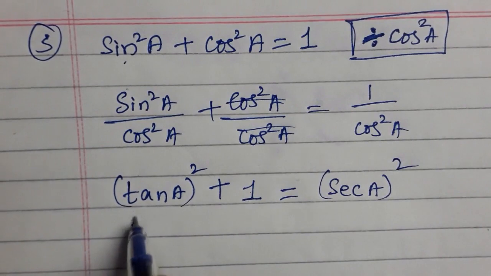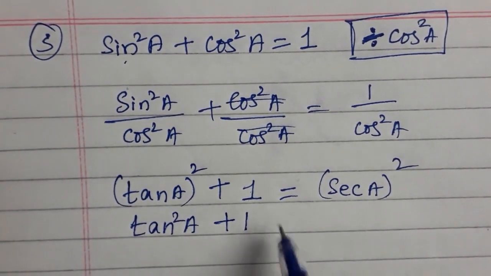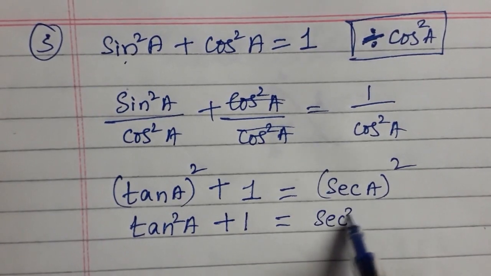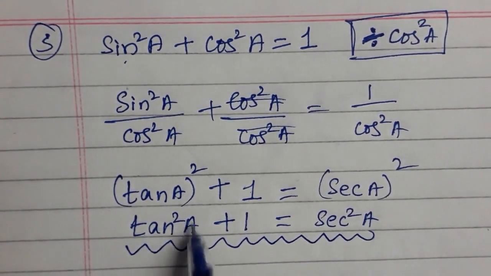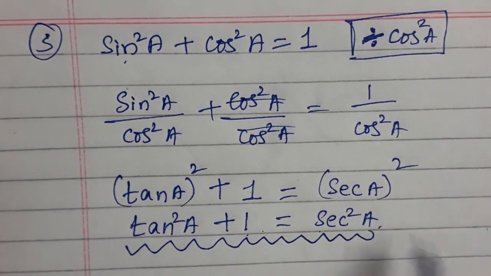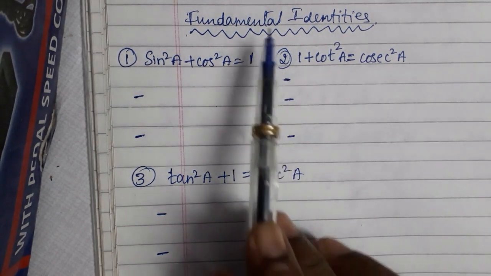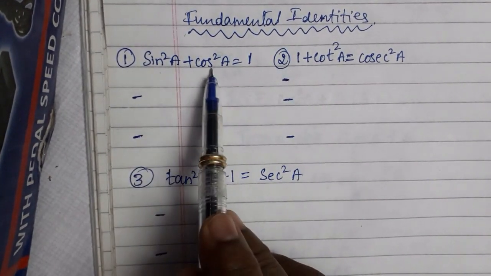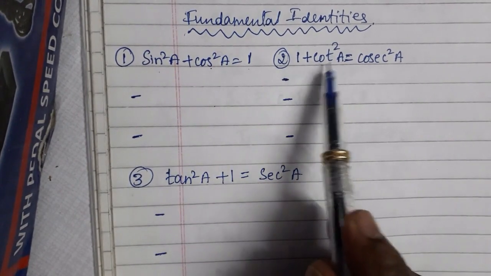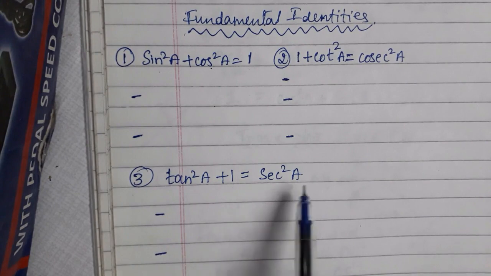So therefore, what is the identity I am getting? Tan square A plus 1 is equal to secant square A. My identity is tan square A plus 1 is equal to secant square A. The three fundamental identities we derived: sin square A plus cos square A is equal to 1. 1 plus cot square A is equal to cosec square A. Tan square A plus 1 is equal to secant square A.